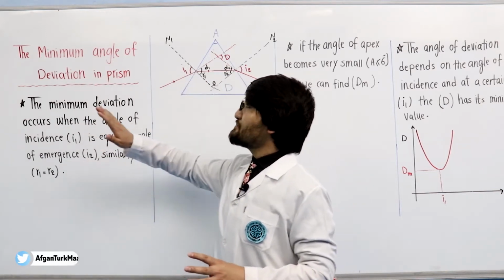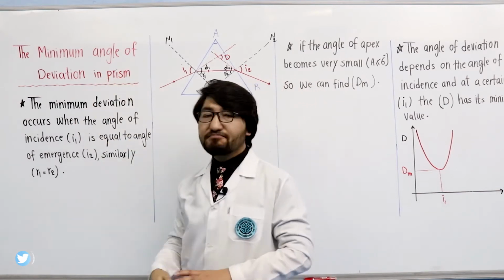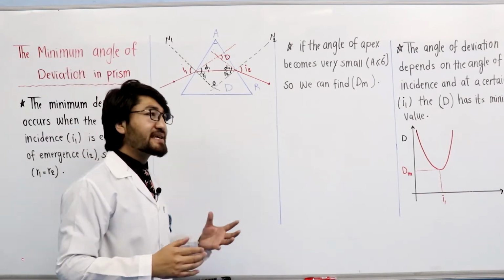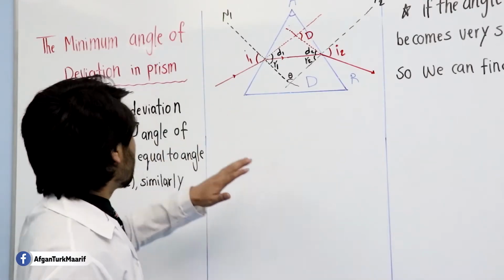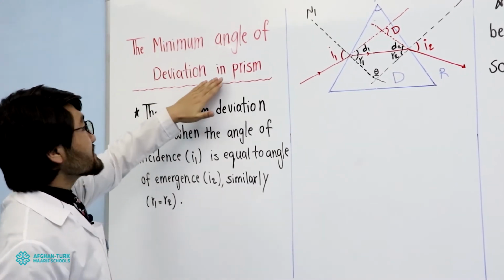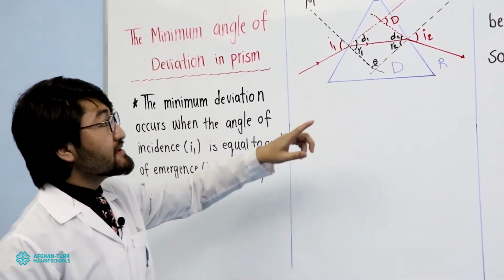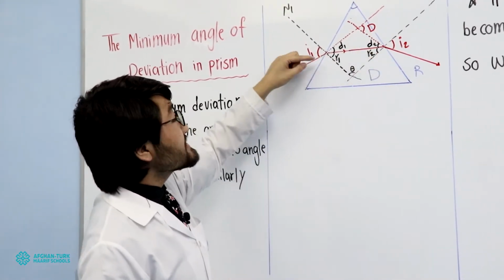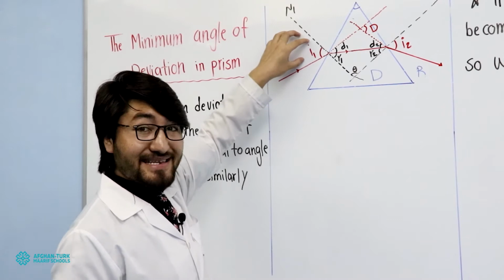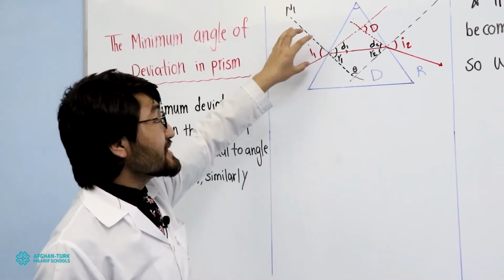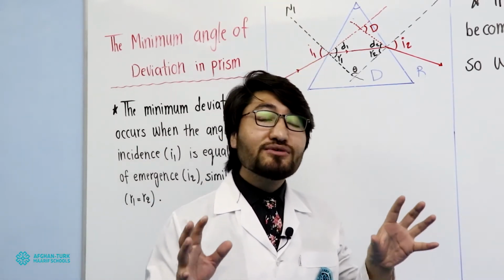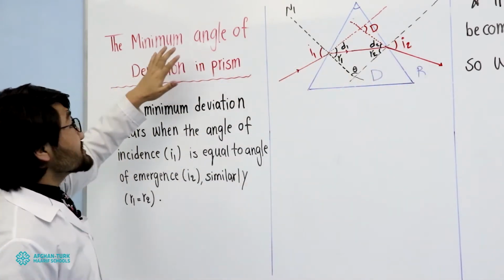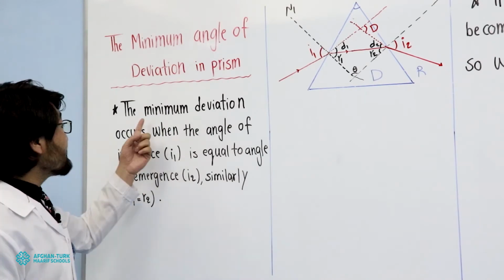Okay, in this video, I'm going to teach you the minimum angle of deviation in a prism. I told you what is a prism and what is the angle of deviation. Now, the minimum angle of deviation in a prism. When the light is incident on the surface, it is refracted twice during its journey. This is the angle of deviation. When the angle of deviation is minimum, remember this point.